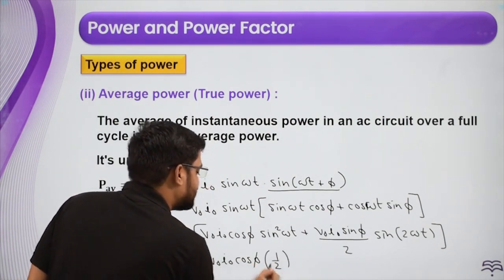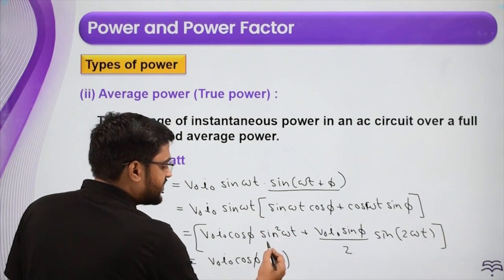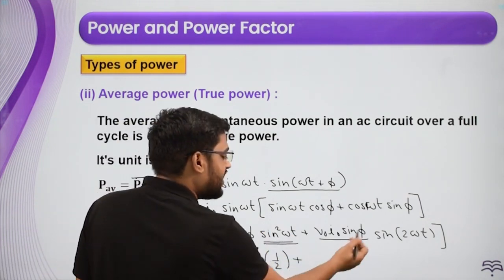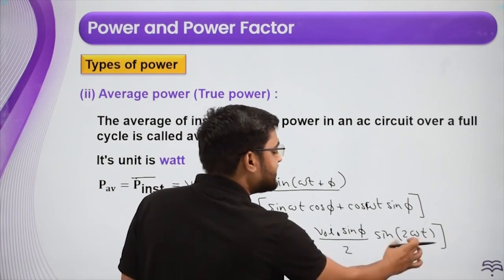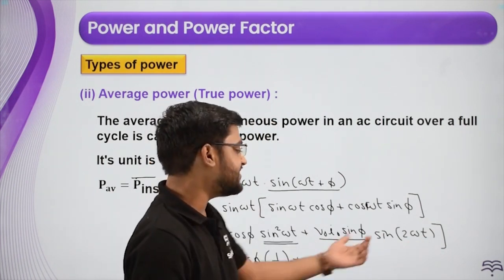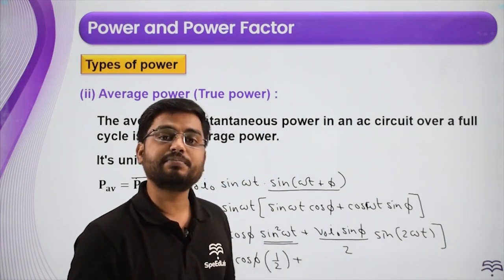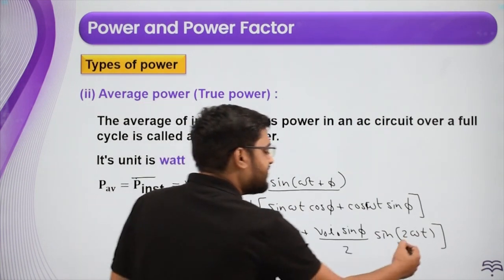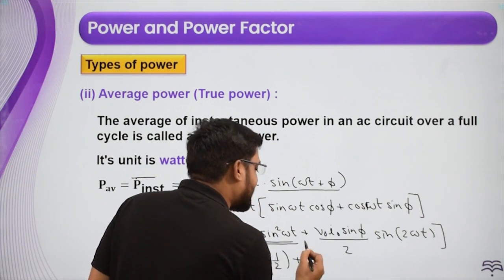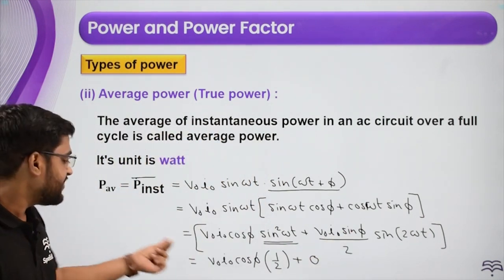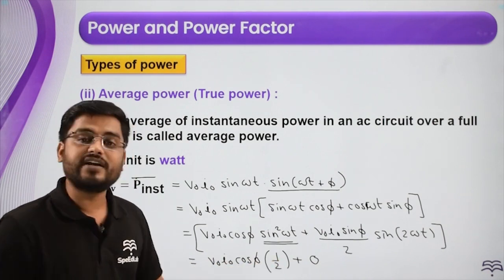So these were constant, as it is. This was a periodic function, so the average is half, plus these are constant, so as it is, and this is sine of something, right? This is a sine function, and the average for a sine function for the whole time period is 0. So since this average comes to be 0, this entire term will become 0, and hence the average power simply comes to be V naught I naught cos phi by 2.